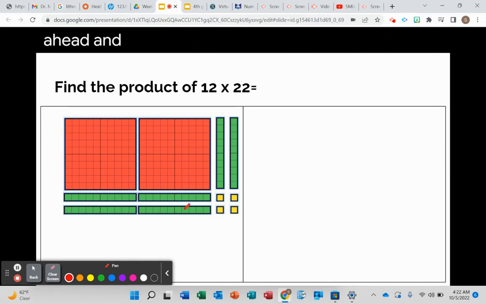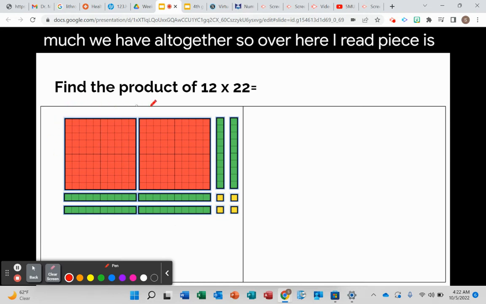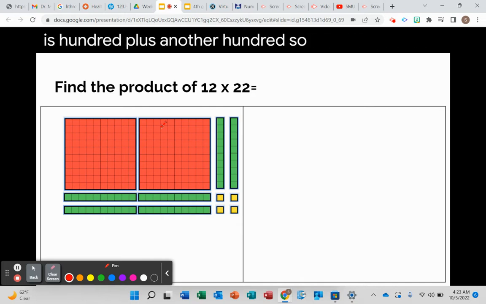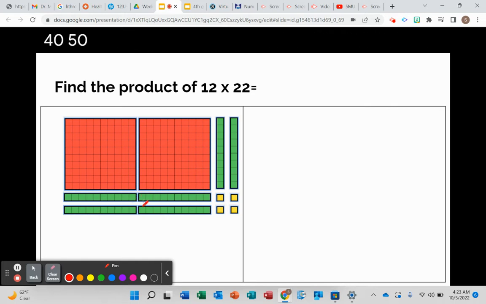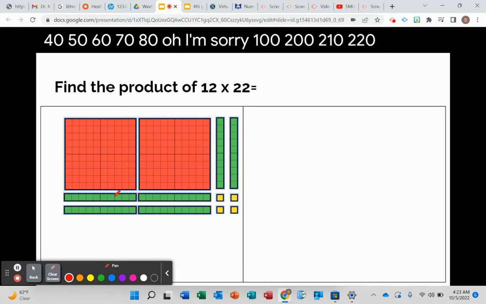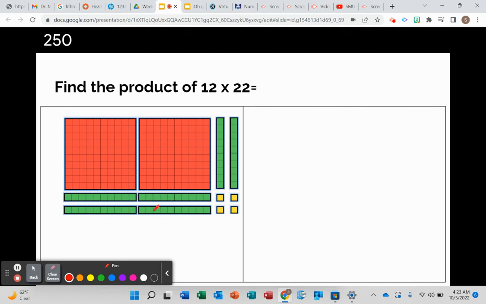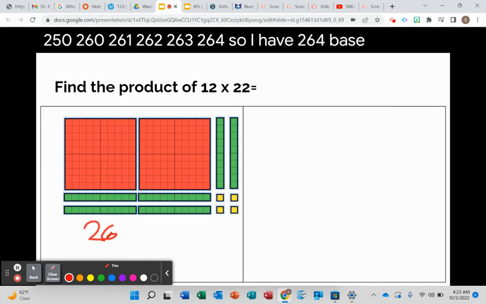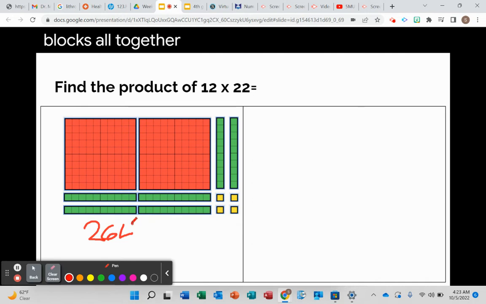Now let's count all of our base 10 blocks to see how much we have all together. Over here, our red piece is 100 plus another 100. So 200, 210, 220, 230, 240, 250, 260, 261, 262, 263, 264. So I have 264 base 10 blocks all together, which means that my product is 264.